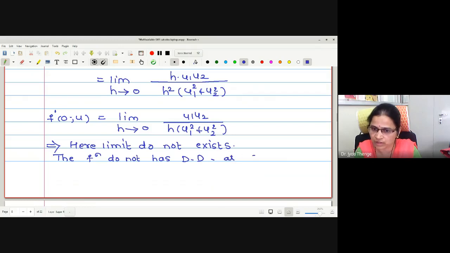If I say the limit does not exist, what does it mean? The function does not have a directional derivative at 0, 0. Okay, is the example clear?